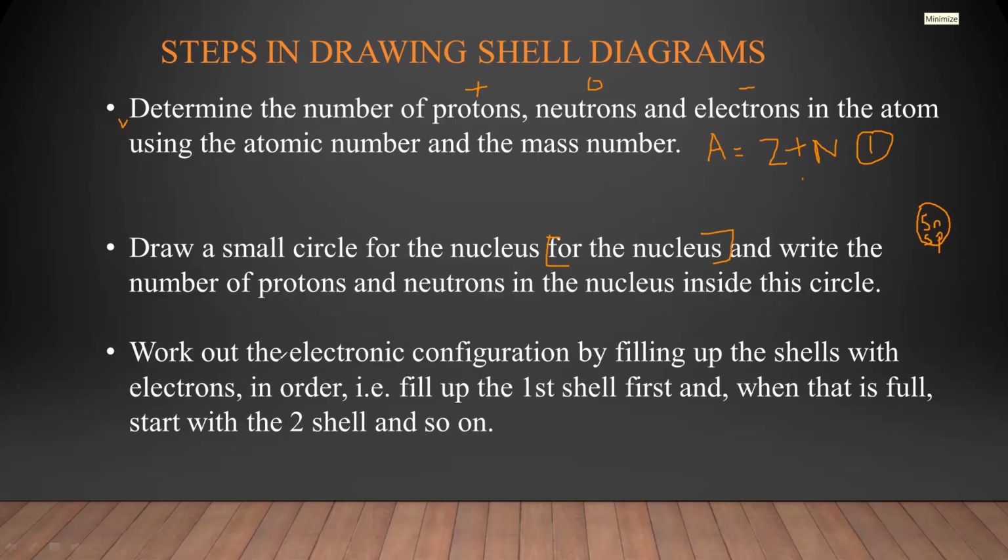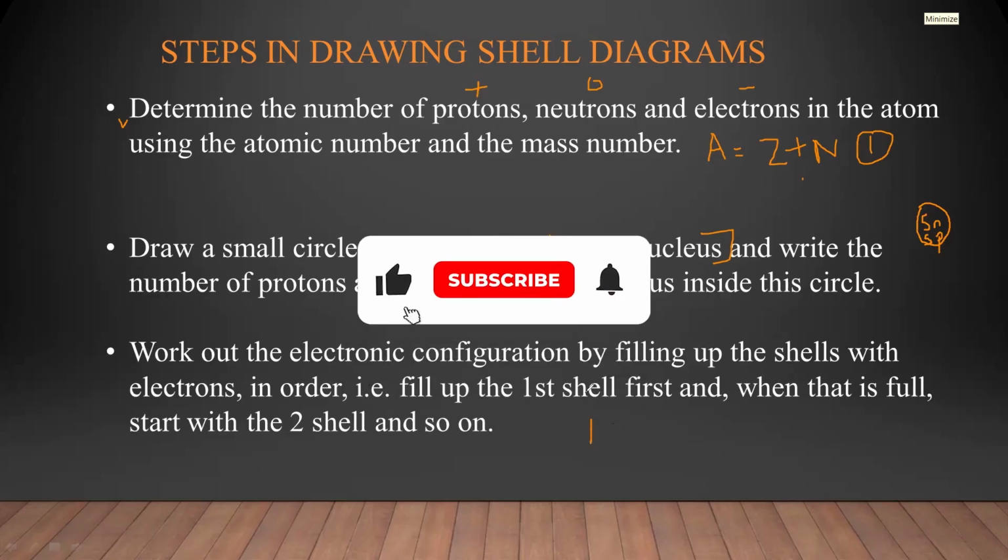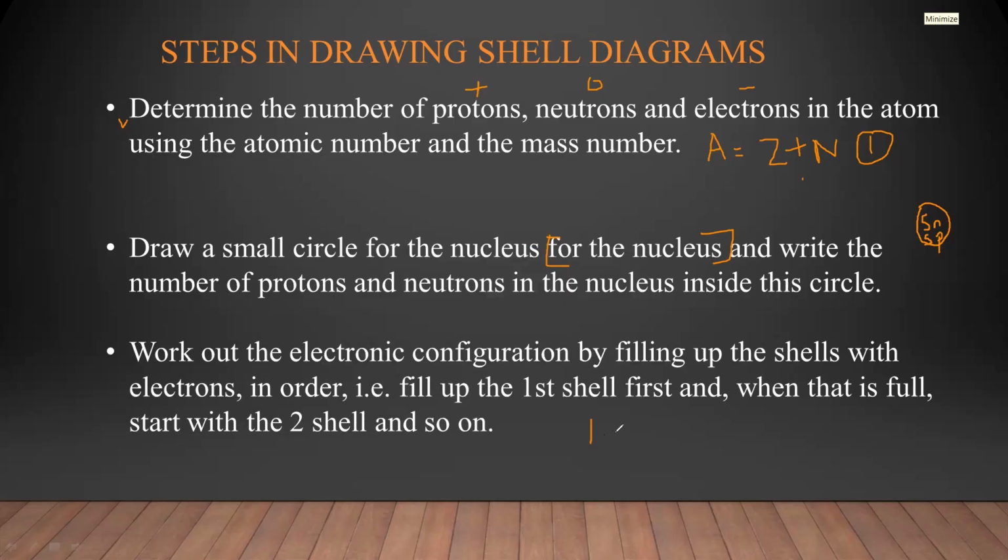Then you're going to work out the electronic configuration by filling up the shells with electrons in order. I'm going to explain. The idea is that you have to ensure that each shell is filled before you move on. So remember, the first shell can hold a maximum of 2. Second shell, 8. Third shell, 8. And then the fourth shell, 8 as well.